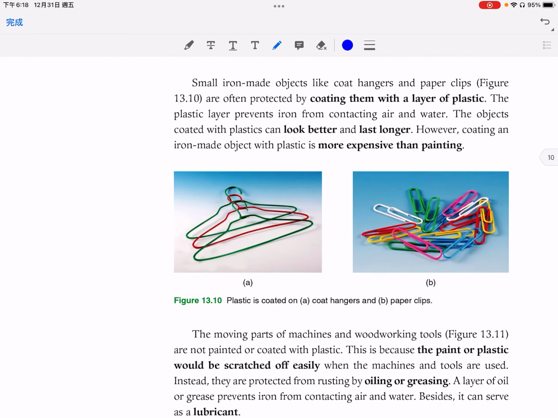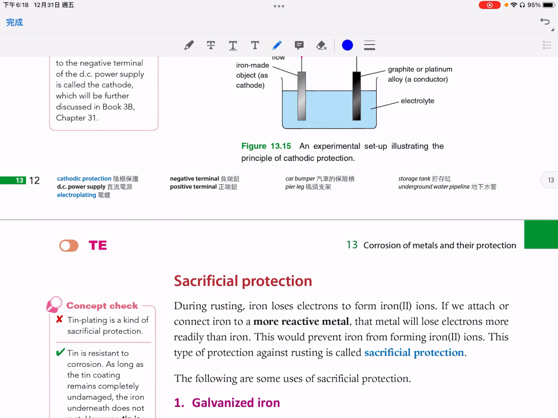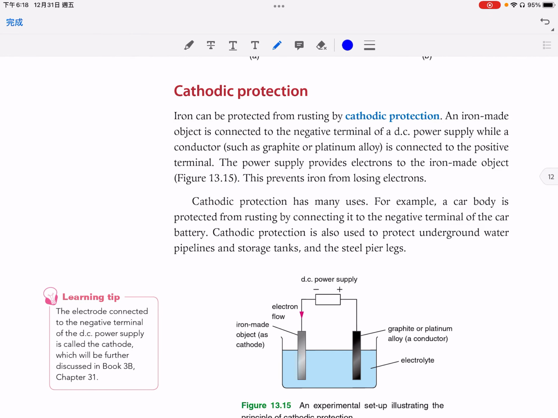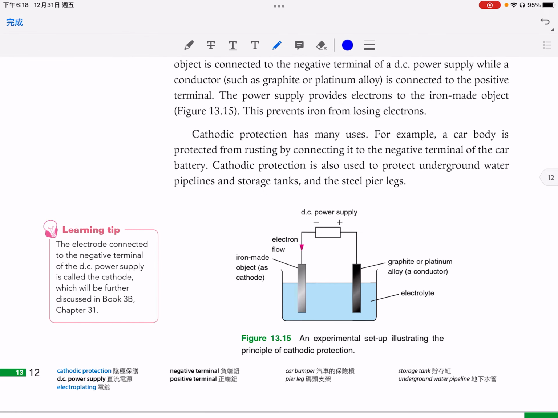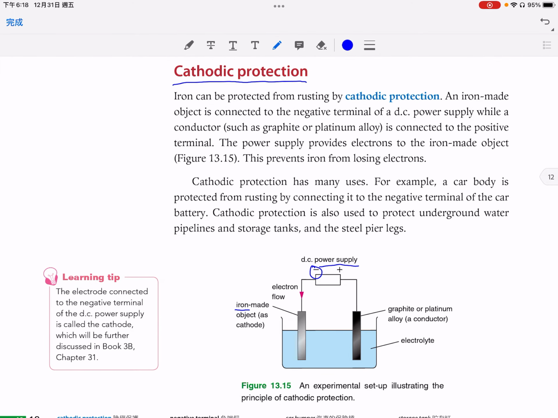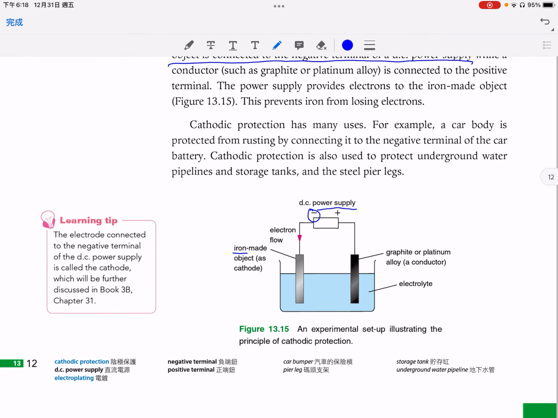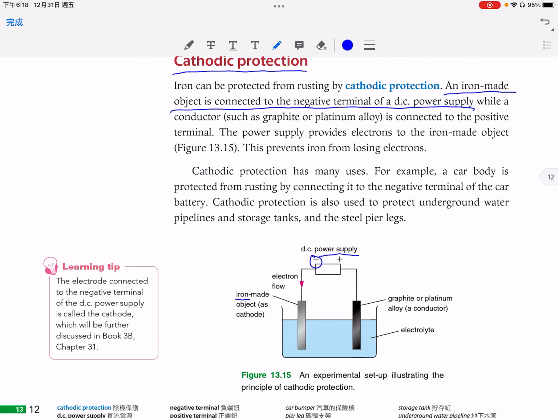Let's go through another part. Do you still remember the cathodic protection? Yes, this is to connect an iron-made object to the negative terminal of a power supply or a battery. So this is the method shown here. So why can this protect iron from rusting?